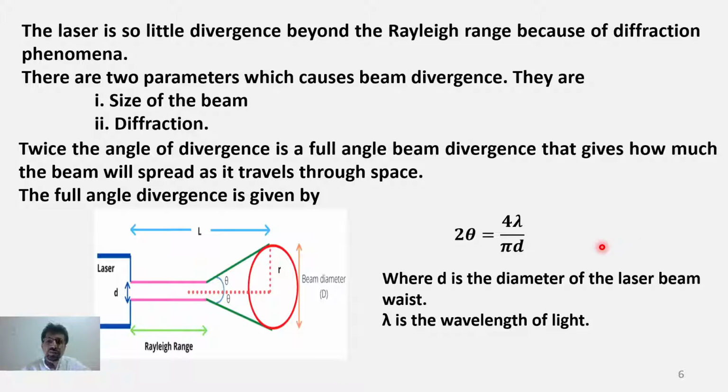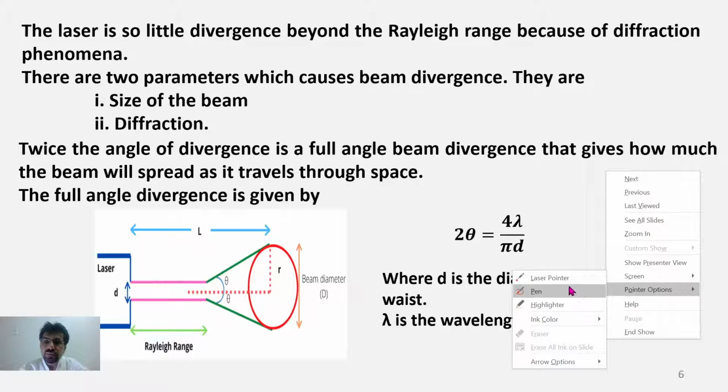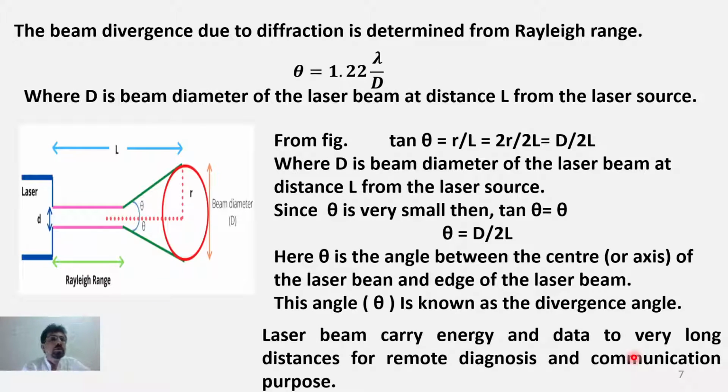Here d is the diameter of the laser beam, and lambda is the wavelength of the light. The beam divergence due to diffraction is determined from the Rayleigh range, that is the angle of divergence theta is equal to 1.22 times lambda divided by d. Here d is the beam diameter of the laser beam at a distance L from the laser source.